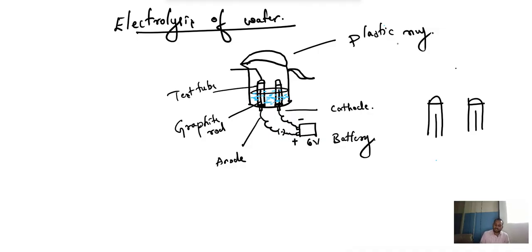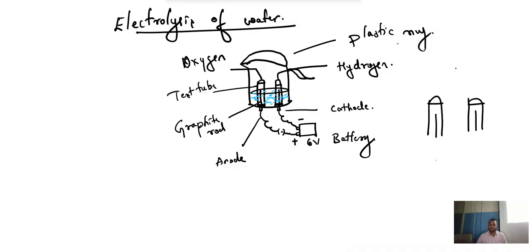And what is filled in this anode rod and the anode part of the test tube? Oxygen. And in the cathode part, hydrogen. So this is the most important diagram which you can expect in your upcoming exam.